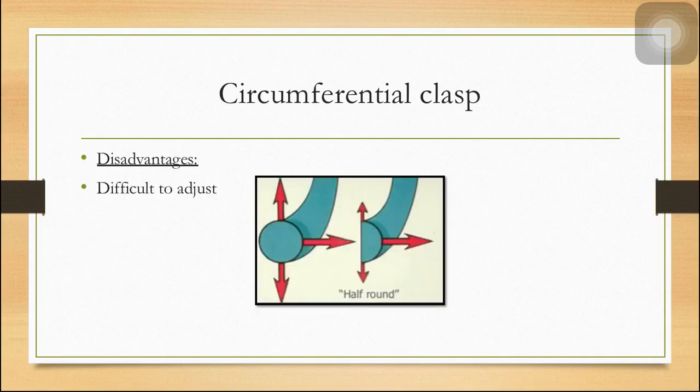Also, we know that the half round form is only possible when the clasp is cast. Otherwise, in cases of combination clasp, we can use the round shaped wrought wire metal clasp arm as well. But in cases of the circumferential clasp arm, the cross section is always half round in shape, which is difficult to adjust. It can only be moved towards or away from the tooth in order to increase or decrease the retention, which is a disadvantage.